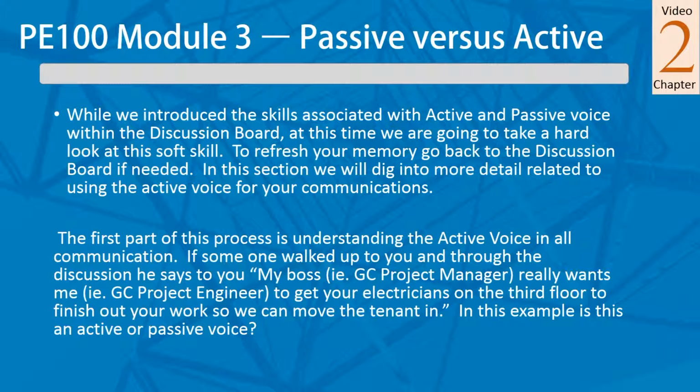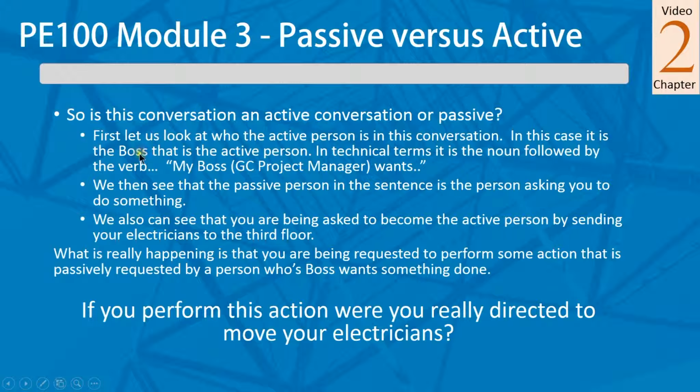So is this an active or passive voice? Well, let's go look at it. First, let's look at who the active person is in this conversation. In this case, it is the boss that is the active person. In technical terms, it is the noun followed by the verb. My boss wants. We then see that the passive person in the sentence is the person asking you to do something. So we see that the engineer that's asking you that question is acting in a passive way. He's saying, "Hey, my boss wants you to do this."